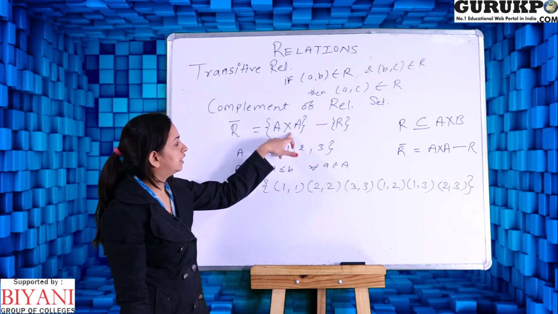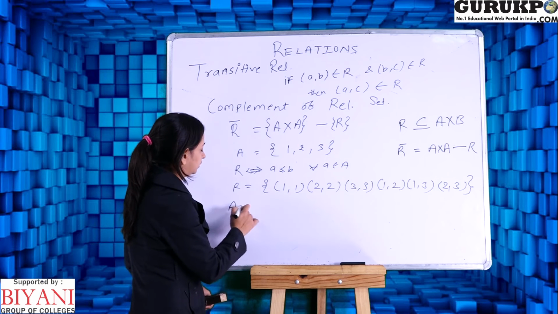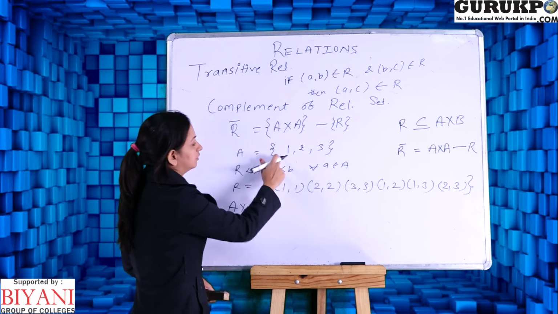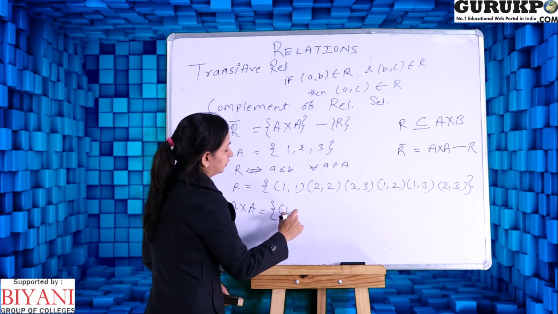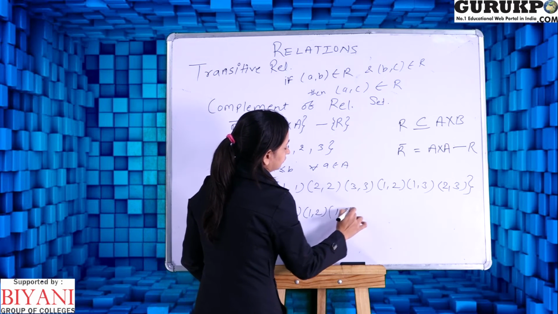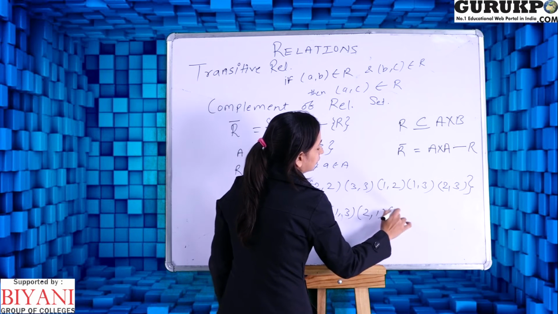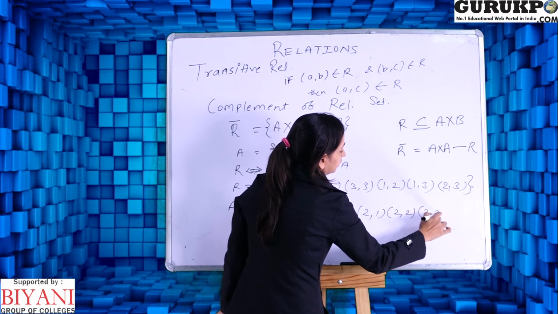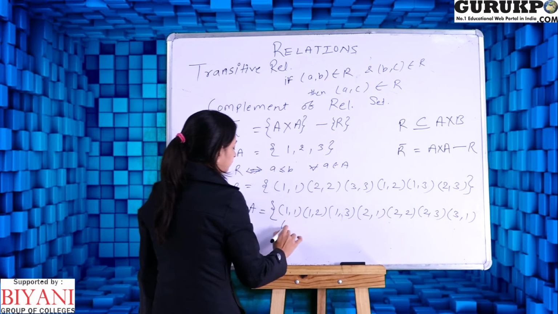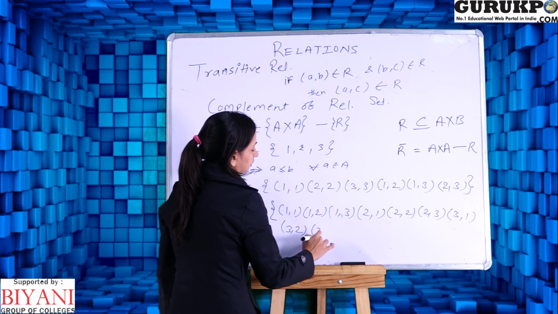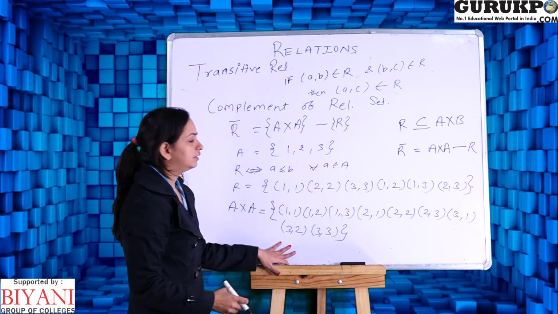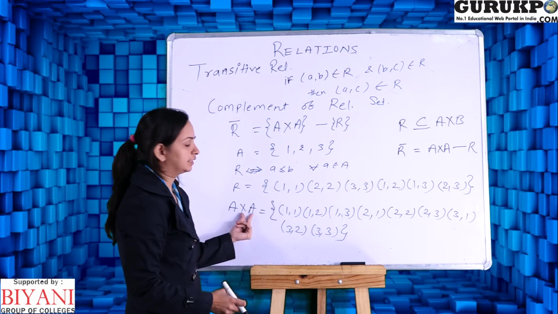And what will be A cross A? I have already told you how to find the Cartesian product, the Cartesian product of A with the same set. So what will be the set? 1 1, 1 2, 1 3, 2 1, 2 2, 2 3, 3 1, 3 2, 3 3.